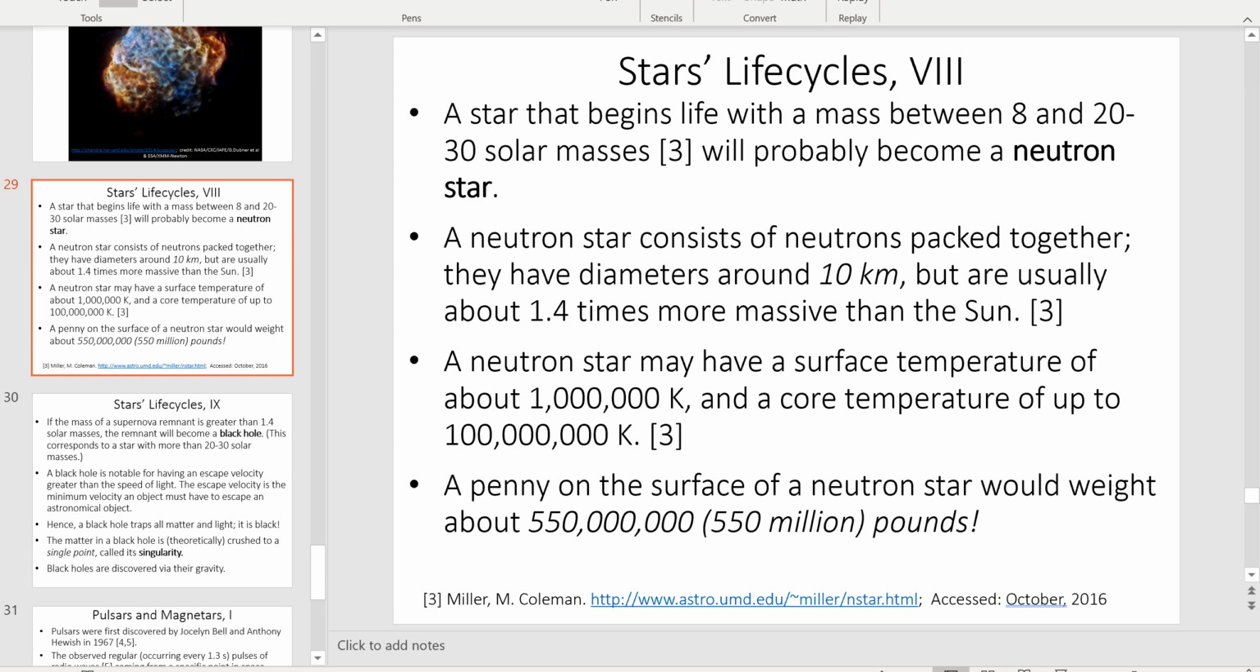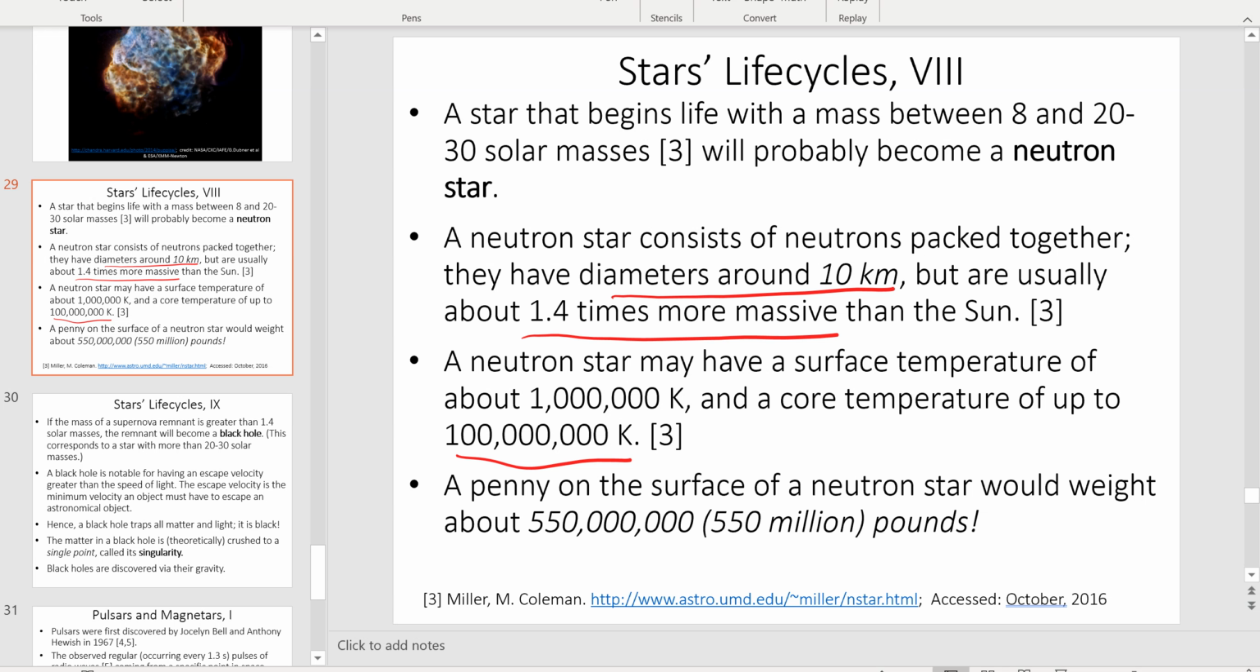Okay, that's just a little bit of background, but the neutron star consists of just neutrons that are packed together by gravity. And this makes neutron stars tremendously dense, even more dense than white dwarfs. Let's see if we can get a sense of just how dense these neutron stars are. They typically have diameters around 10 kilometers, which means that they're roughly the size of Manhattan Island, but they typically have about 1.4 times the mass of the sun. A neutron star often is very hot. It may have a surface temperature of around 1,000,000 degrees Kelvin, but the core probably has a temperature upwards of about 100 million Kelvin.